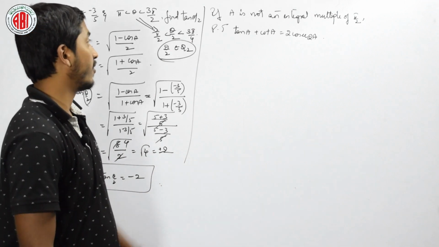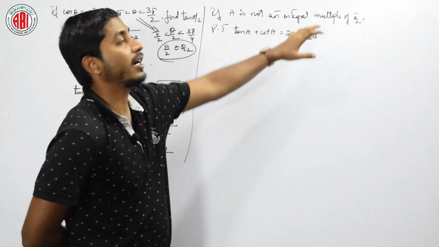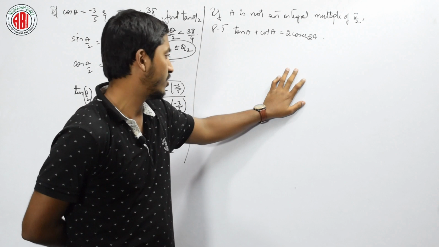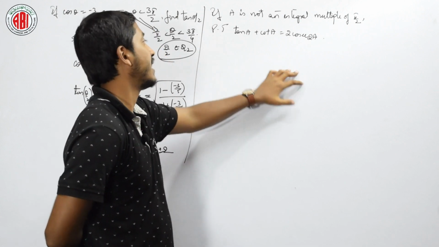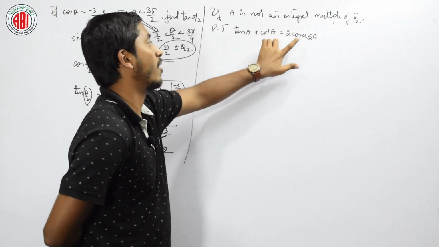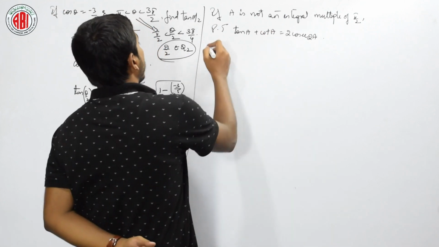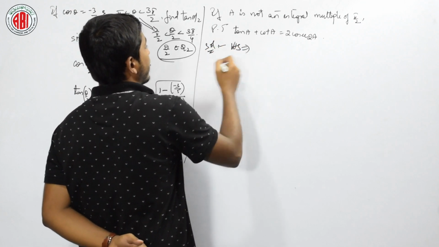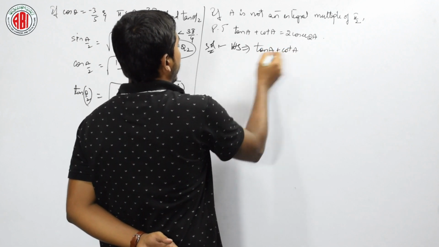Let us move on to the next problem. He is telling that a is not an integral multiple of pi by 2, which means it is neither pi by 2 or pi or 3 pi by 2 or such values; other than those values, it might be anything. He is asking us to prove tan a plus cot a is equal to 2 cosecant 2a. Shall we do it? Let us write the LHS: tan a plus cot a.